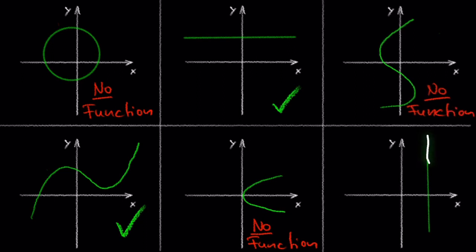What about this graph, which is a vertical line? When we put a vertical line on this vertical line, the lines are coincident, so they have an infinite number of points in common. In this case, the graph also does not represent a function.